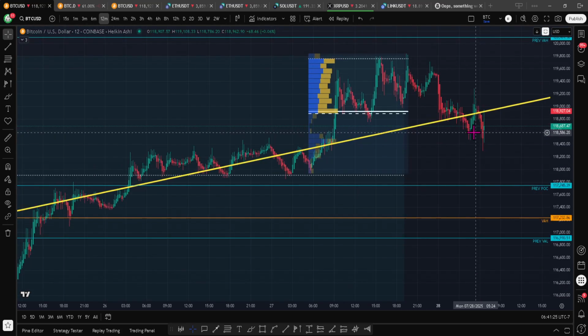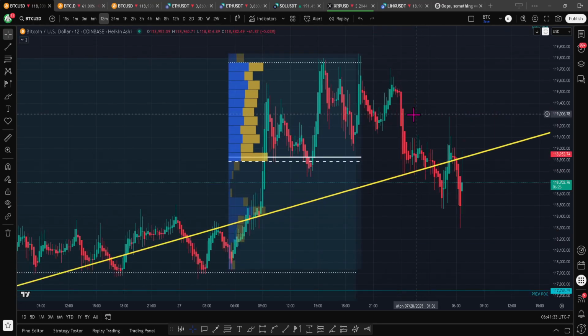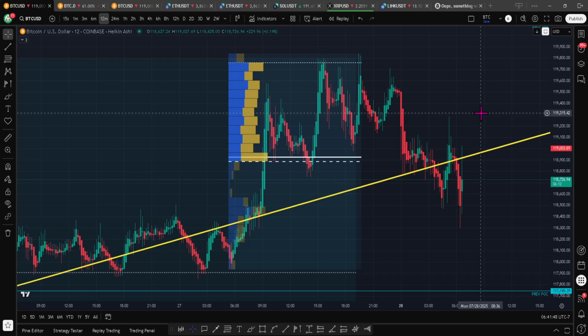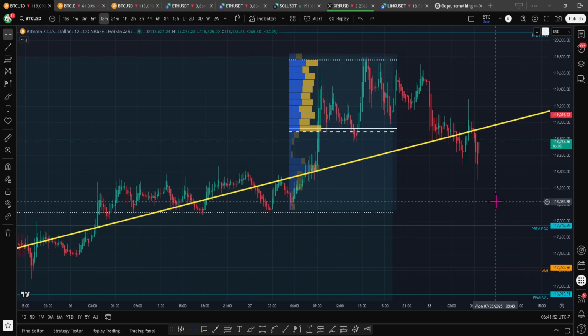All right, so we've already broken down from this level here, which is the point of control. The thick white line is the point of control. We broke down from there down to here. We came back up, retested, and then we retested the trend line as well. So just taking a look at the price action, that's what we were expecting.